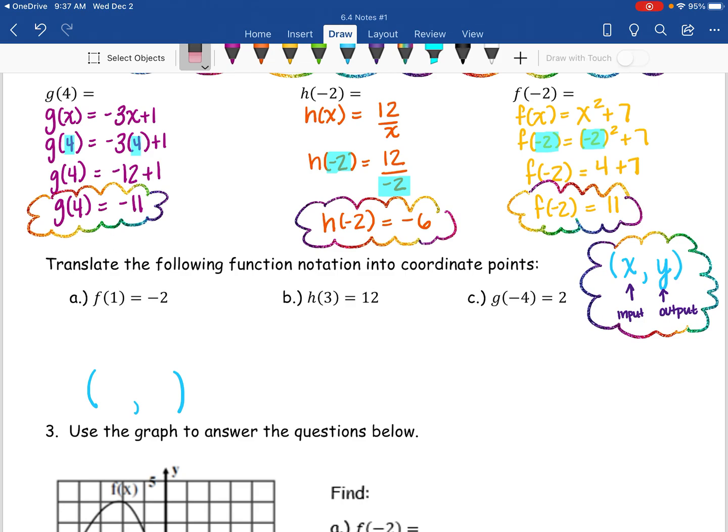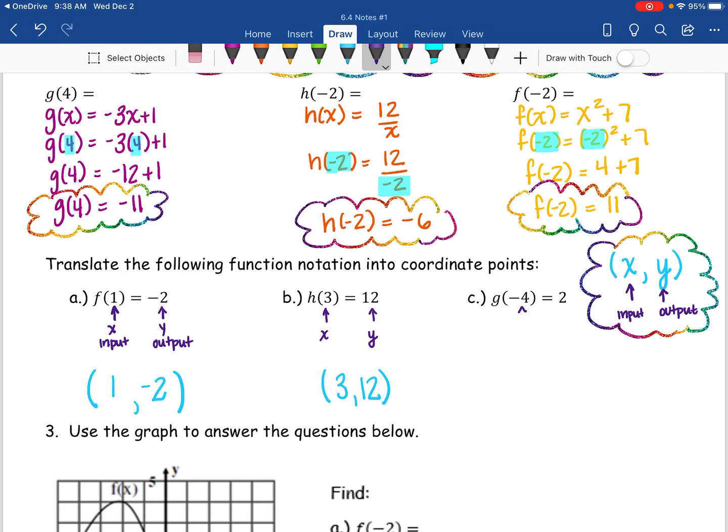Was 4 the input or was -11 the input? Well, 4 was the input. That's what we plugged into our function. So when we look at f of 1 equals -2, 1 is our x or our input, and -2 is our y value or our output. So if we go to write this ordered pair, it's just (1, -2). h of 3 equals 12. 3 is the input, 12 is the output. The ordered pair is (3, 12).